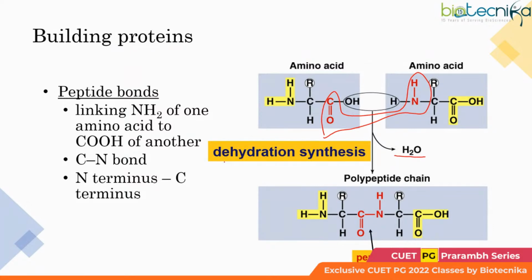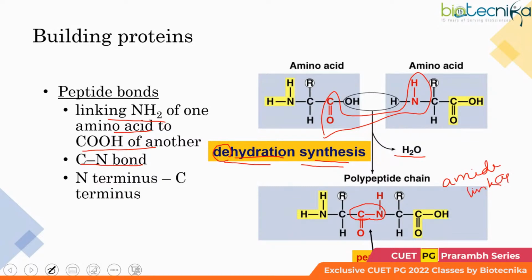Since water comes out, what is this called? This is called dehydration synthesis, which means that de- means removal, removal of water. Okay. Linking the amino group of one amino acid to the carboxyl group of another amino acid. And this is what results in a CN bond. This type of bond is called an amide bond. Okay, this is called an amide linkage. The chemical functional group name is amide. Just because it's about protein, a special name is given, called the peptide bond.